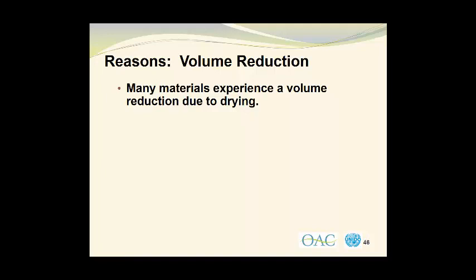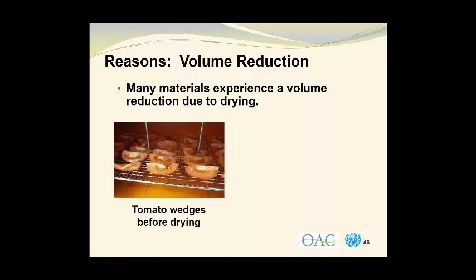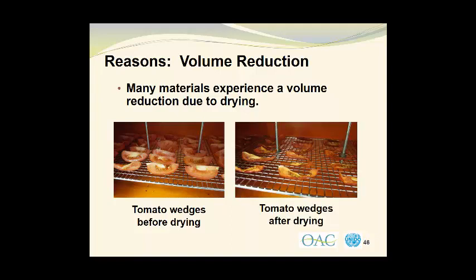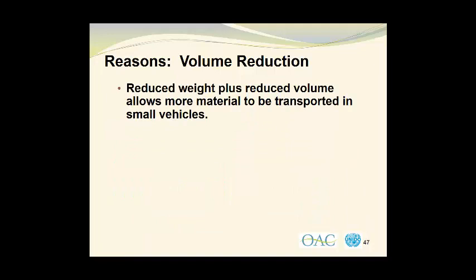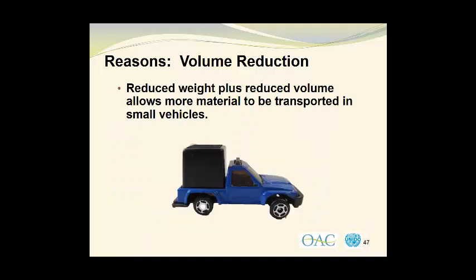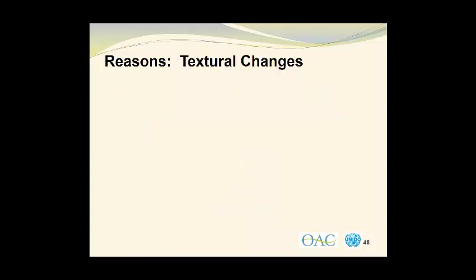Many materials experience a volume reduction due to drying. Here we see some tomato wedges in a dryer before the drying operation has started. Note the size of the fresh tomato wedges. After drying, you can see the considerable difference in size of the tomato wedges. Reduced weight plus reduced volume allows more material to be transported in small vehicles.